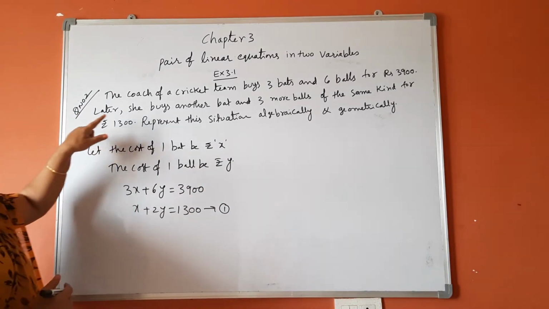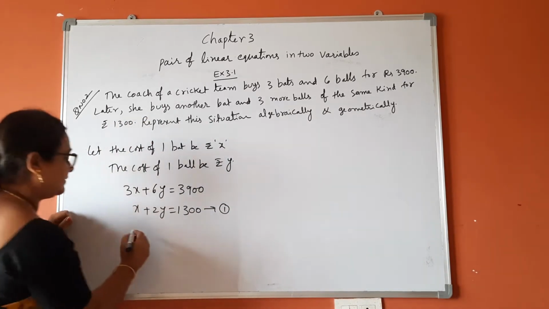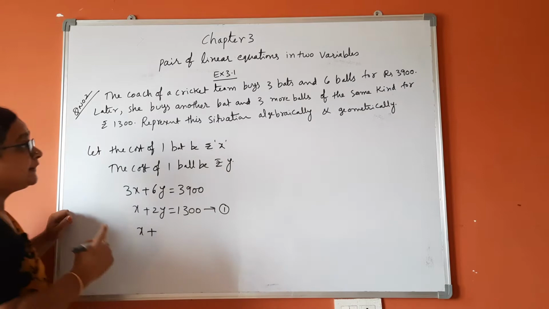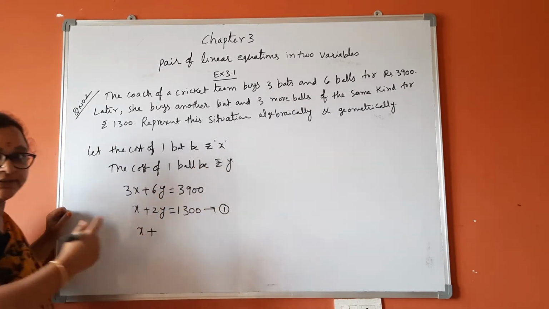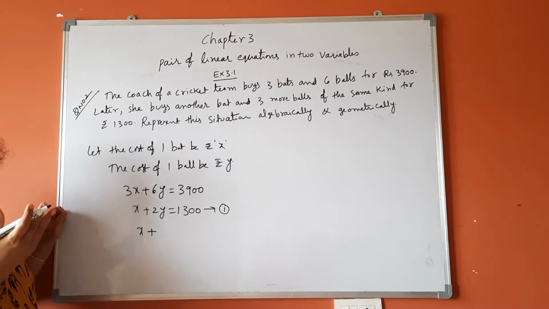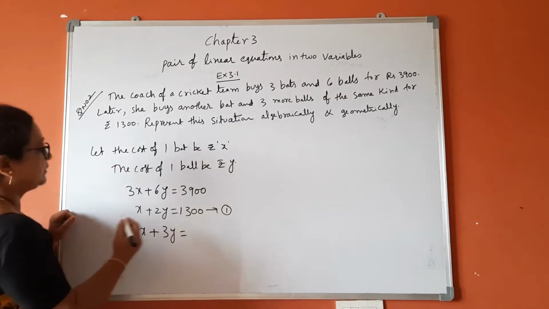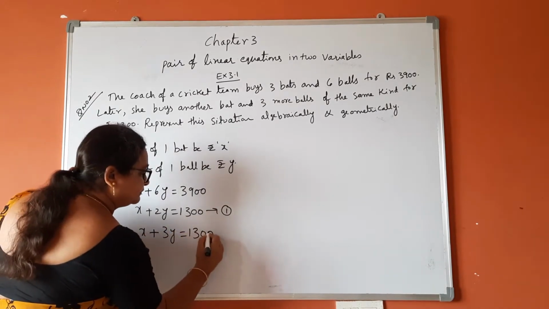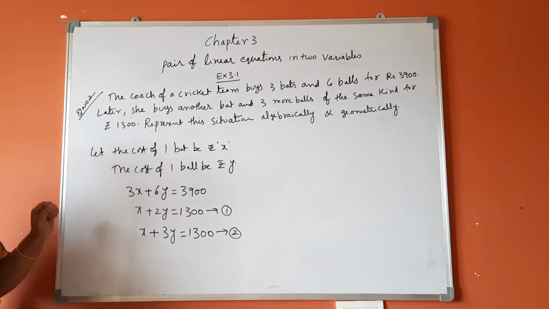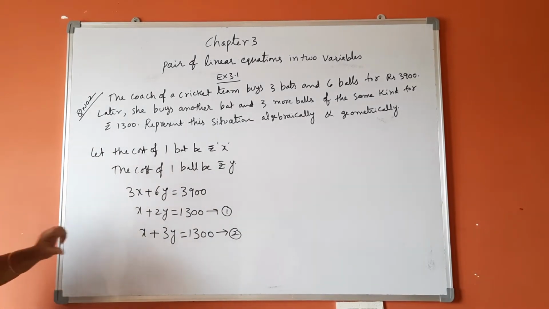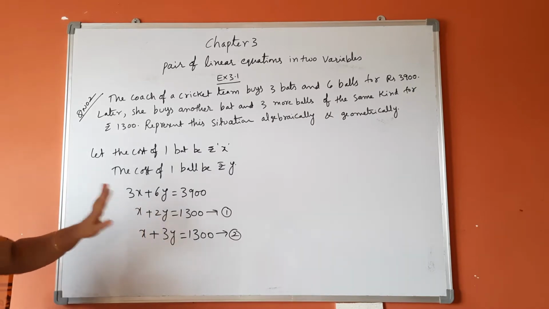Then later she buys another bat. Another bat means one bat, that is x, plus 3 more balls. The cost of one ball is y, so the cost of 3 balls is 3y. So x plus 3y is equal to 1300. This is our second linear equation in two variables. So this is the algebraic representation of the pair of linear equations in two variables.